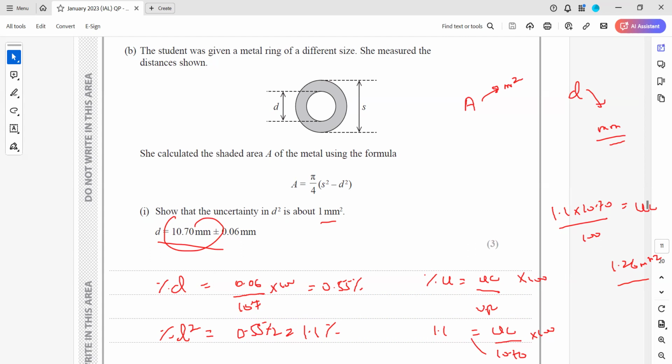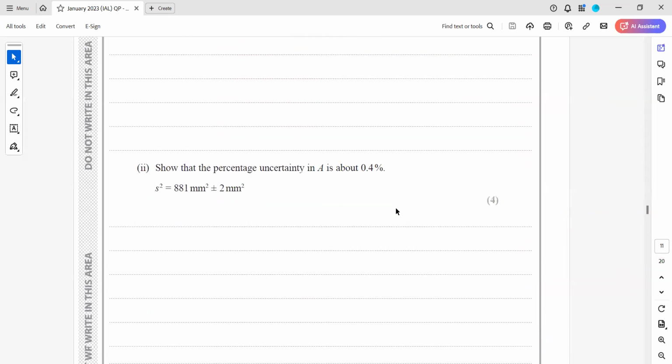There's also another way to do the same question. After working out the percentage uncertainty in D square, which is 1.1, you can work out the maximum value by adding the uncertainty and the minimum value by subtracting it. Then maximum minus minimum divided by 2 will give you the uncertainty. So both ways will give the same result.